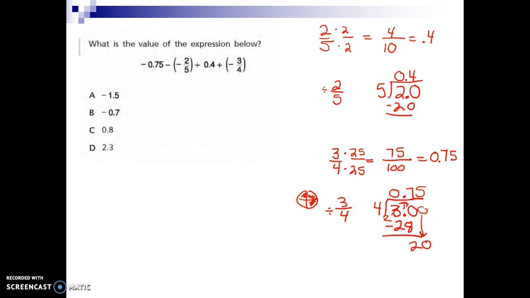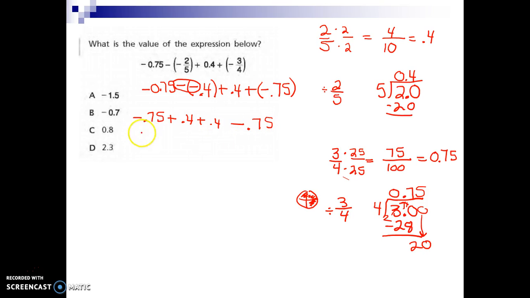So now the whole point is I needed to do that so that I could now handle this problem. Negative 0.75 minus negative 2/5 we realized was 0.4 plus 0.4 plus a negative 0.75. Now that it's all in decimal form, I can handle this. First of all, I'm going to take care of any double signs and make them a single sign. So this is negative 0.75, minus a negative is plus 0.4, plus 0.4 plus a negative is minus 0.75.